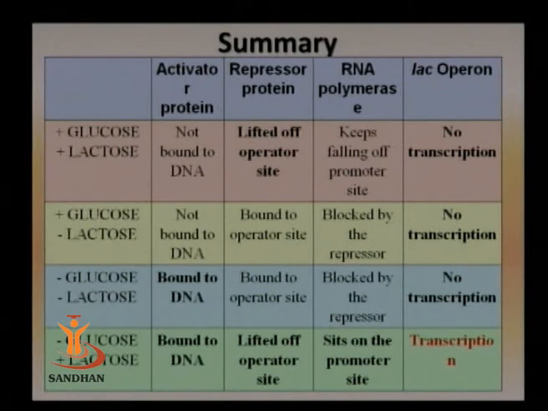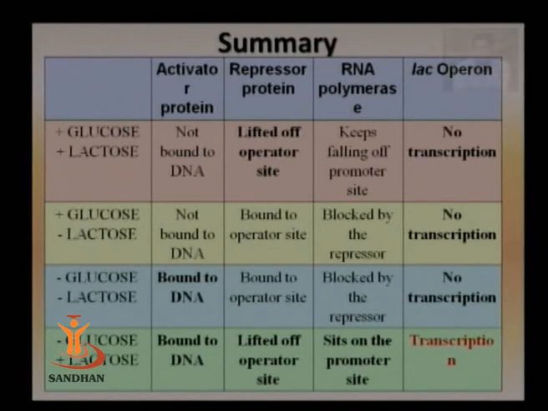This is the summary part of this topic: what happens if glucose and lactose both are present. No activator protein will bind in the presence of glucose because no cAMP will be there. So the repressor protein will lift off the operator site, and usually in this condition Lac Operon will remain non-transcribed, that is, it will not be transcribed to its functional product.